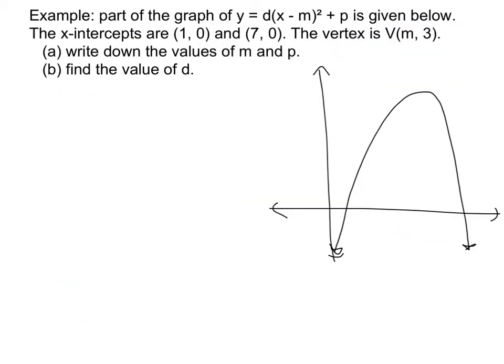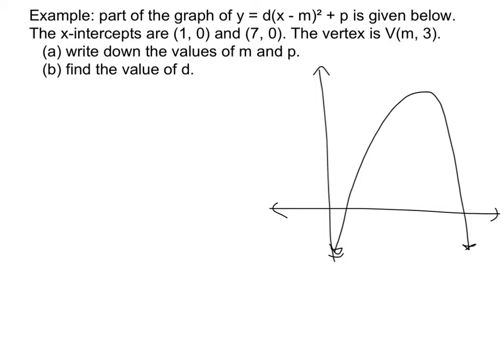Okay, so in this next example, part of the graph of y equals d times x minus m squared plus p is given below. The x-intercepts are 1, 0, and 7, 0. The vertex is m, 3. They want me to write down the values of m and p and find the value of d. Okay?